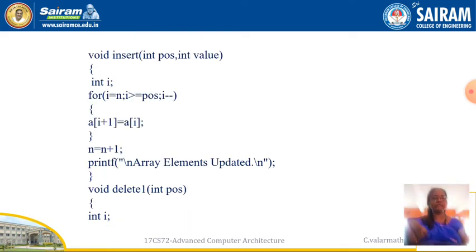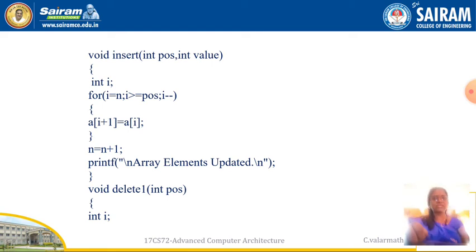Then the third function is the insert function. For inserting an element, void insert is a function: void insert, int position, int value, right? Position and value store which position the value should be inserted at and what value should be inserted. It starts with a temporary variable, int i. Then for i equal to n, you have to listen to this concept now. i equal to n, i greater than or equal to position, i minus minus. That means we have to travel in a reverse way.